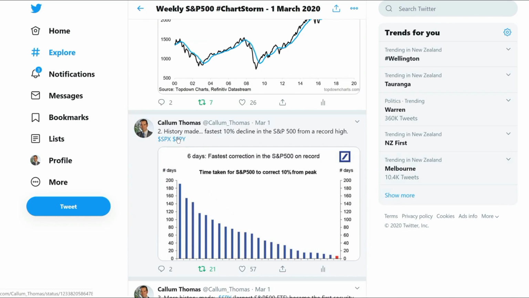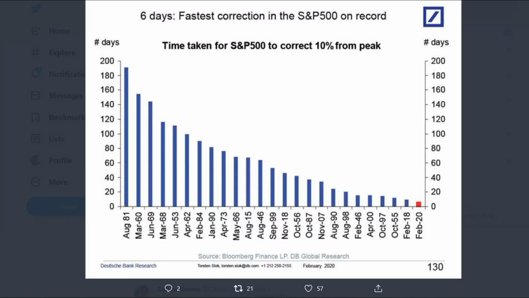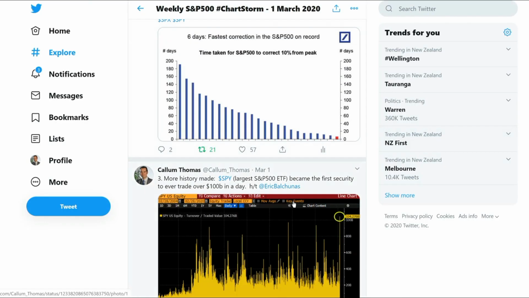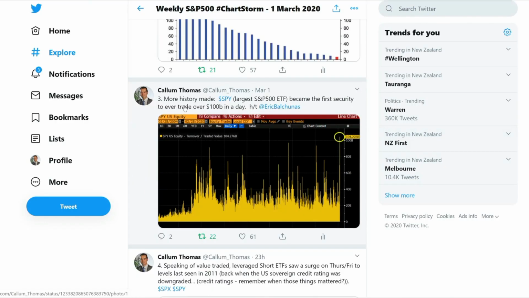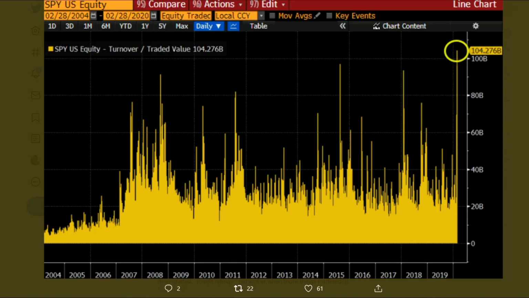Anyway, at number 2, history made. Fastest 10% decline in the S&P 500 from a record high. Not really much to add from that. Just an interesting chart, really. More history made. This is the largest S&P 500 ETF, SPY. It became the first security to ever trade over $100 billion in a day. Interesting.